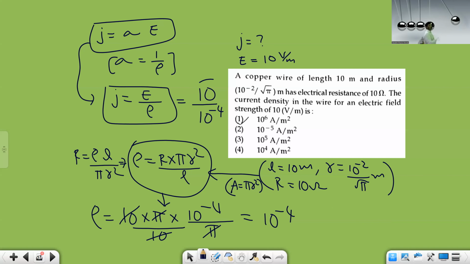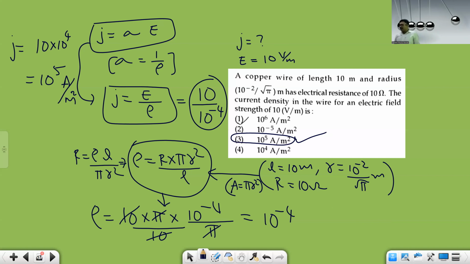10 by 10 power minus 4 means I can write 10 into 10 power 4. It is nothing but 10 power 5. Current density means what is current density? Current per unit cross-sectional area, that is ampere per meter square. Area is meter square. So my answer is 10 power 5 ampere per meter square. That is the answer I have got for the question related to current electricity. I hope you guys are clear with this.